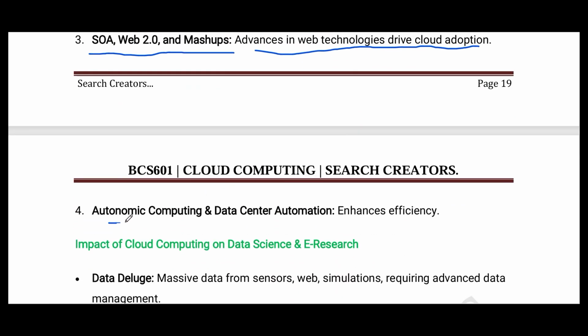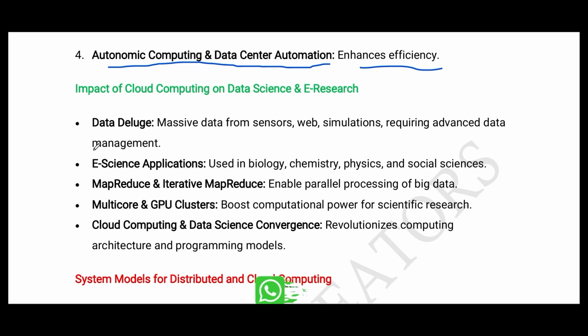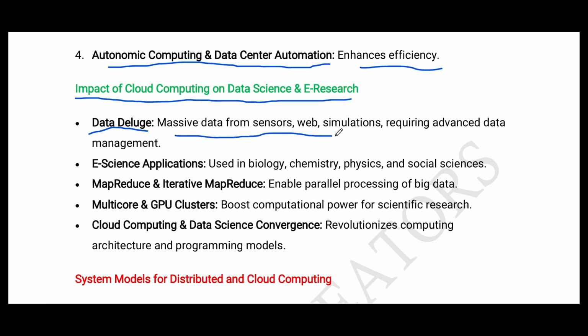Next is autonomic computing and data center automation, which enhances efficiency. Last is the impact of cloud computing on data science and e-research. Data deluge: massive data from sensors, web and simulations requiring advanced data management. E-science applications are used in biology, chemistry, physics and social science.